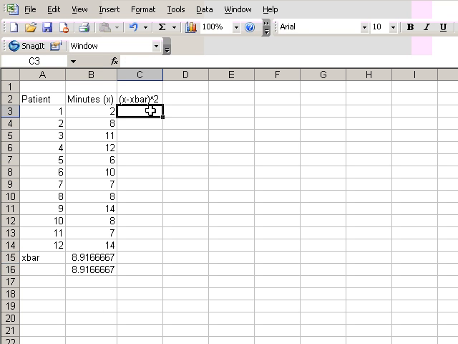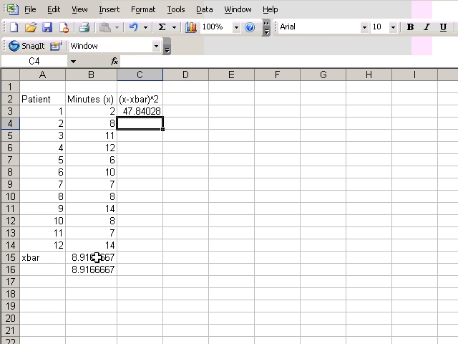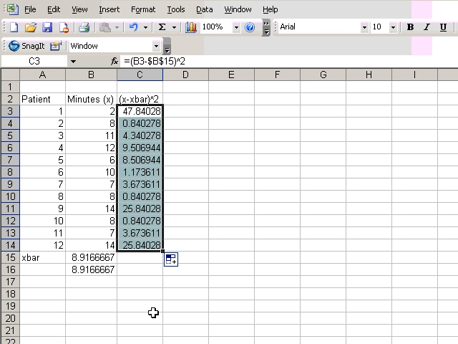So here I will say that this is equal to x minus x bar, and that will be fixed with an F4 so that we will always refer to the cell B15 for x bar, and squared. So the first value that will be used to make up the variance is this 47.84. When I drag this down, I get all of the values that will be summed for the numerator of 6.3, and I will sum those here.